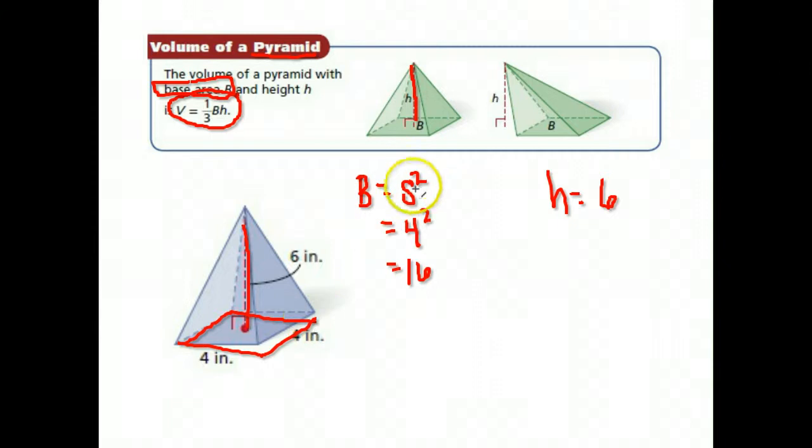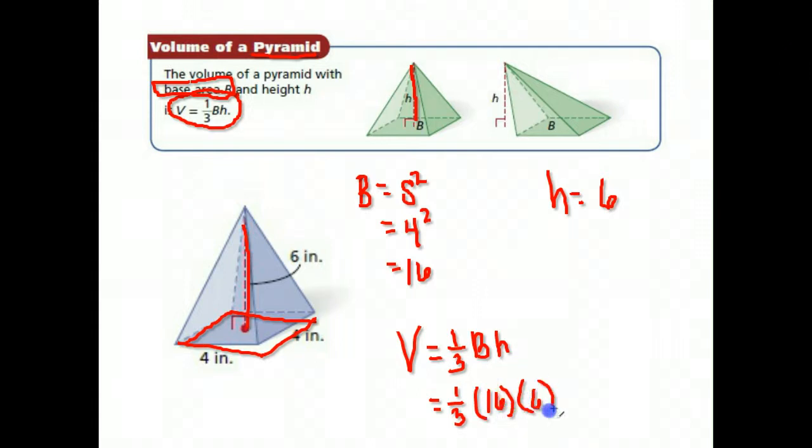Now realize the reason I use that formula for the area of the base is because it was a square shape. Had it been a triangle or a rectangle, I would have used a different formula. Once you have those two parts, the area of your base and your height, you substitute those into the formula for the volume, and you finish. So we have 1/3 times 16 was the area of our base, times 6 was our height.